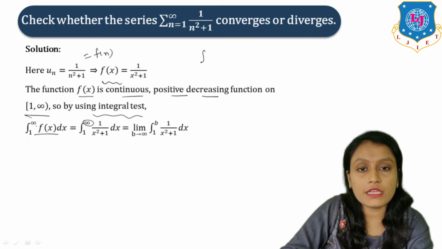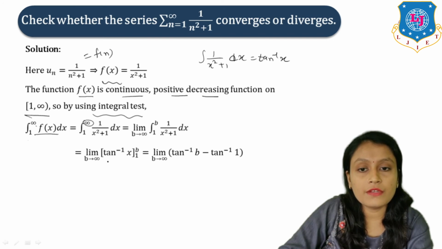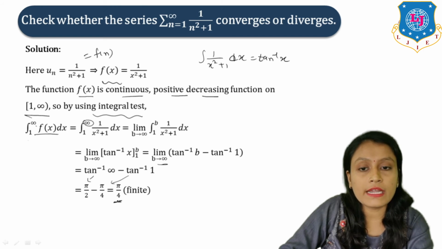Okay, now we know the integration 1 upon x square plus 1 dx is what? Tan inverse x, right? So just apply this integration, so you will get limit b tends to infinite tan inverse x and this limit 1 to b. Now just apply the limit, so you will get tan inverse b minus tan inverse 1, and this limit b tends to infinite. Okay, now apply this limit, so you will get tan inverse infinite minus tan inverse 1. Now we know tan inverse infinite is pi by 2 and tan inverse 1 is pi by 4. Simplify this, so you will get answer pi by 4, which is a finite term.